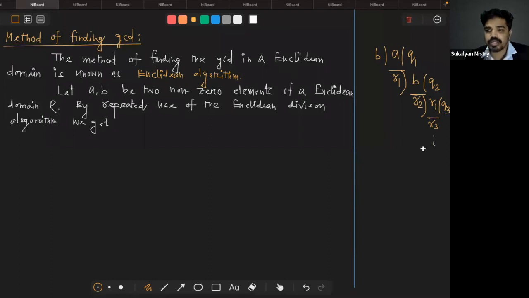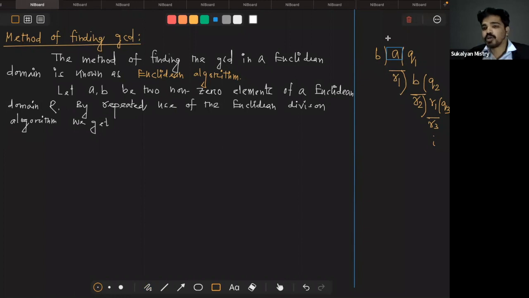So continue this process. ঠিক, কারণ a is equal to কি হবে, in that case a is equal to b q plus r1, where either r1 is equal to 0 or r1 less than b. That means in that case delta r1 must be less than delta b.